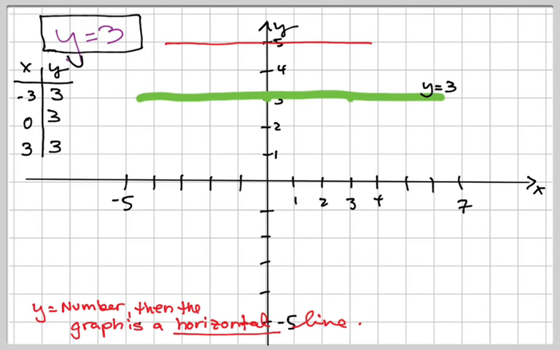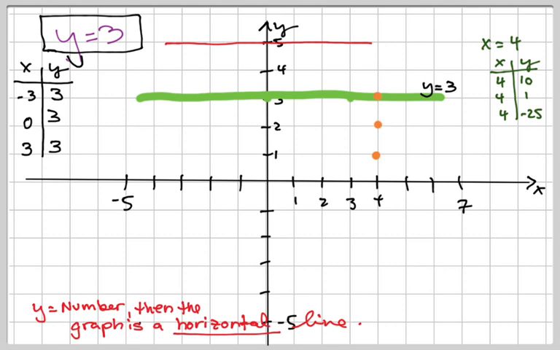So now if we have x equals a number, for example, x equals 4. If we were to make a little t-table again, and I put in 10 for y, 1, and -25, I just made these points up. If y is 10, what is x? 4. If y is 1, x is 4. No matter what, even if y is donuts, x is still going to be 4. And that graph is a vertical line.